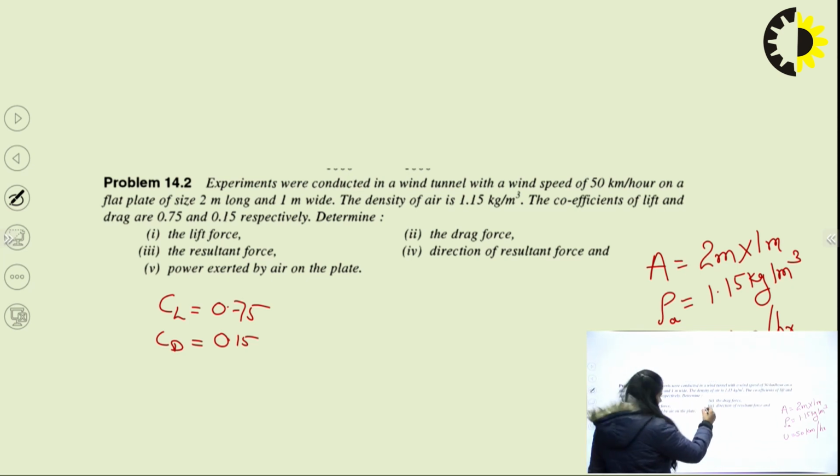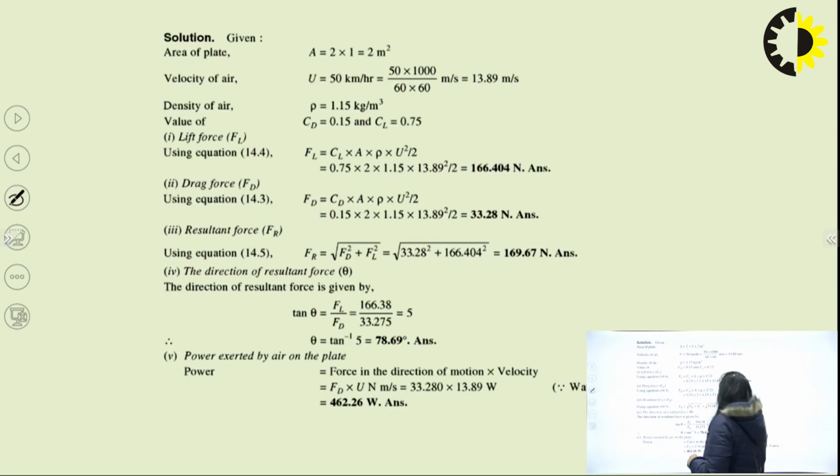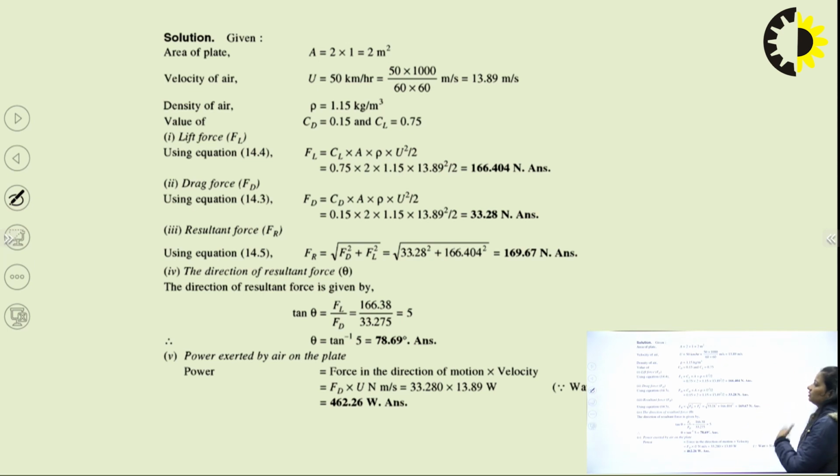This point is somewhat new compared to the previous question. The fifth point is the power exerted by air on the plate. So how can you solve it? See, the solution is here. The area of the plate will be 2 meter square. Then the velocity of air is given as 50 km per hour.